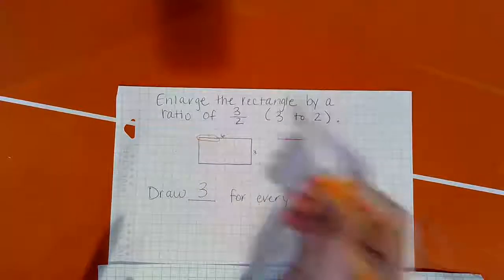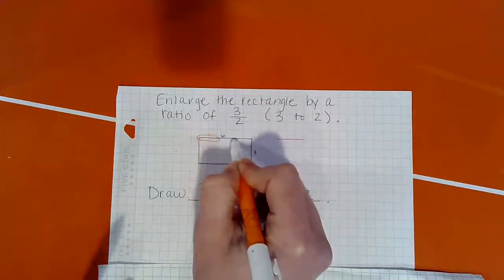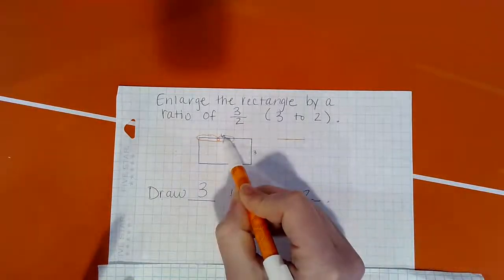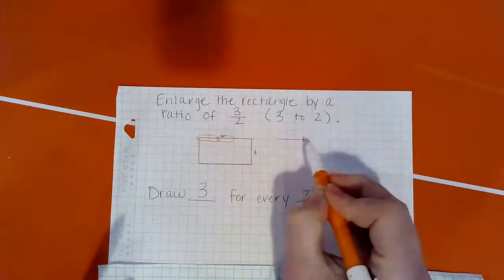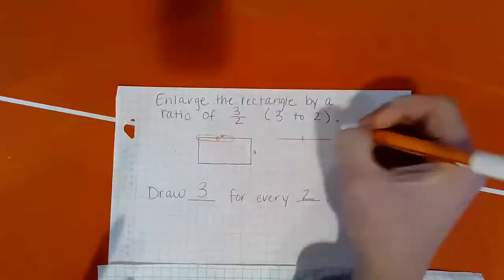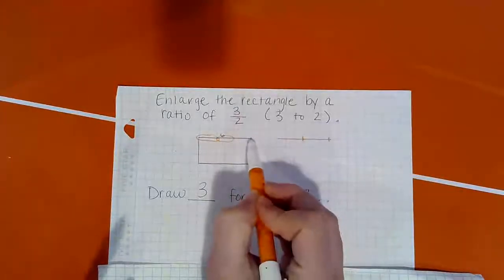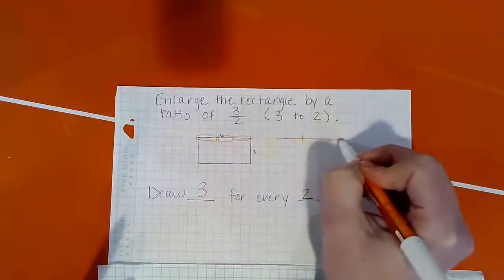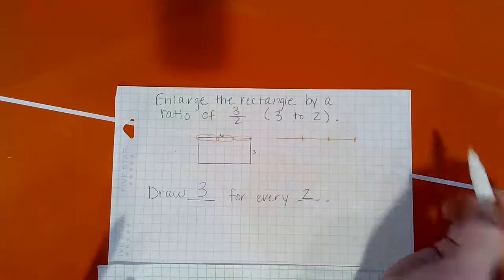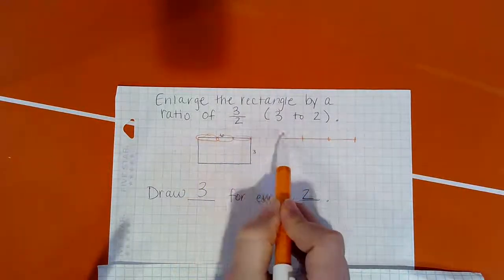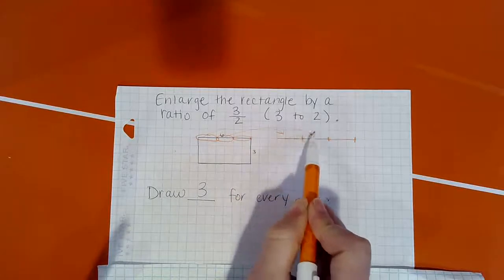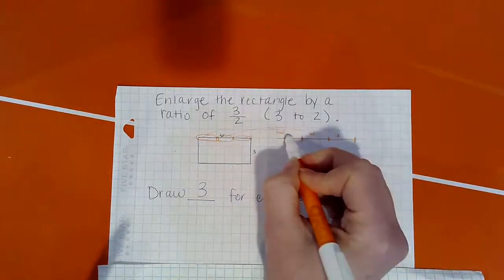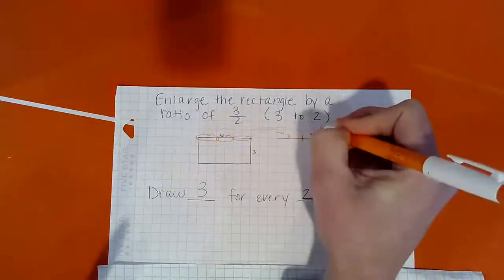Now, do I see another group of 2 units here? I sure do. I kind of overdrew on that one. Oops. Draw 3 for every 2. So I see another group of 2, and I'm going to draw another group of 3 units. And I see it back on my original shape, another group of 2, so I'm going to draw another group of 3. So this 2 units grew to 3 units, this 2 units grew to 3 units, and this grew to 3 units here. So my side length of 6 actually grew to a side length of 9.